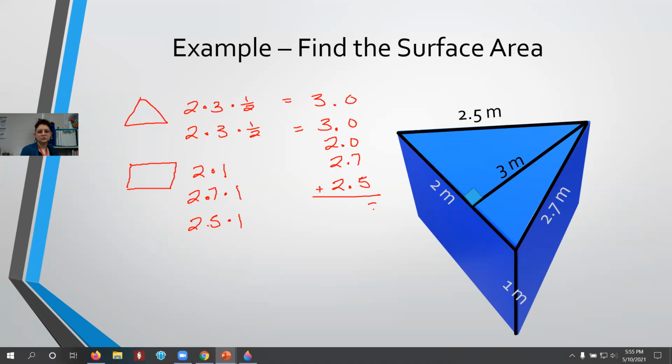7 plus 5 is 12. Carry my 1. 3 plus 3 is 6. 2 plus 2 is also 6. So 6 plus 6 is 12, plus 1 more is 13. Bring down my decimal point. So the surface area is 13.2 meters squared.